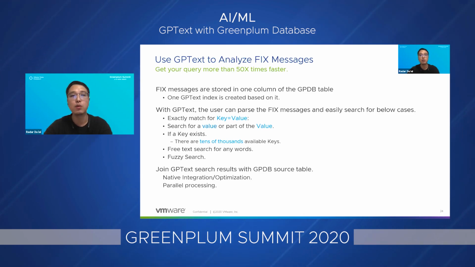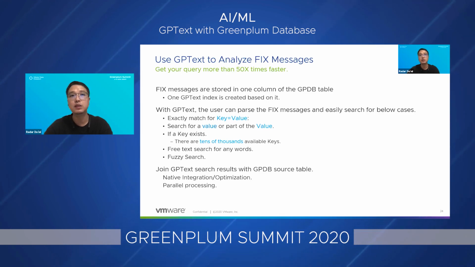And when you run queries that retrieve millions of records from hundreds of billions of messages by text search, this becomes impossible for a relational database. And furthermore, the database cannot provide a flexible text search. To solve these issues, we introduced GPText.